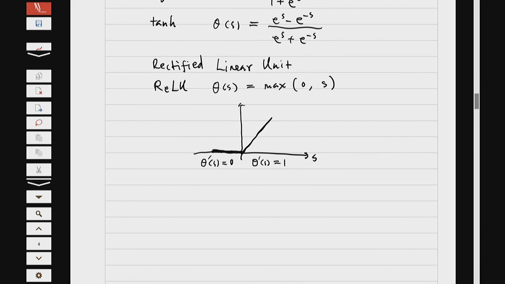So this, of course, is a default now in modern neural network implementations, anyways. So why is it good? One reason is that this calculation is simple.